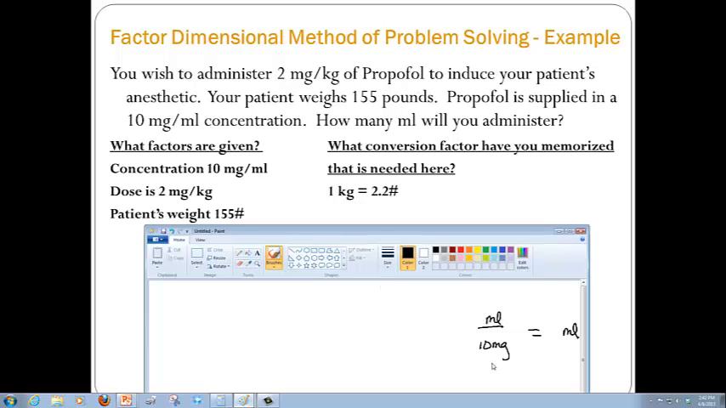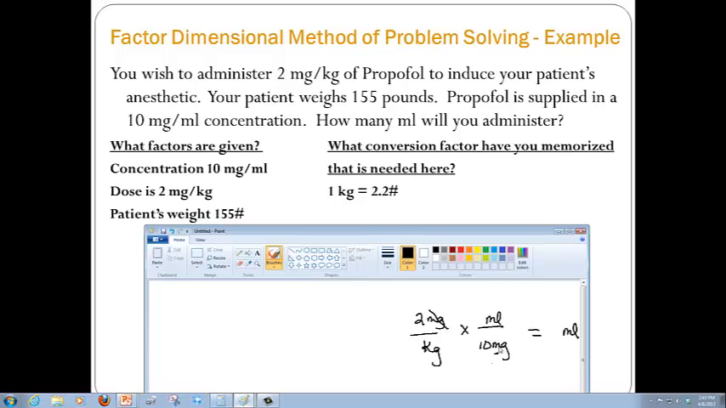Well, it's because this entire factor is equal to 1, meaning if you give 10 milligrams of propofol, you're also giving 1 milliliter of propofol. Every time you give 1 milliliter of propofol, you're giving 10 milligrams of propofol. So they are equal to each other, which allows you to insert it into the equation upside down or right side up. All right, so now we have the milliliters in the numerator, but we have milligrams in the denominator, so we need to go up here and find something that's going to allow us to cancel milligrams, and here it is. 2 milligrams per kilogram.